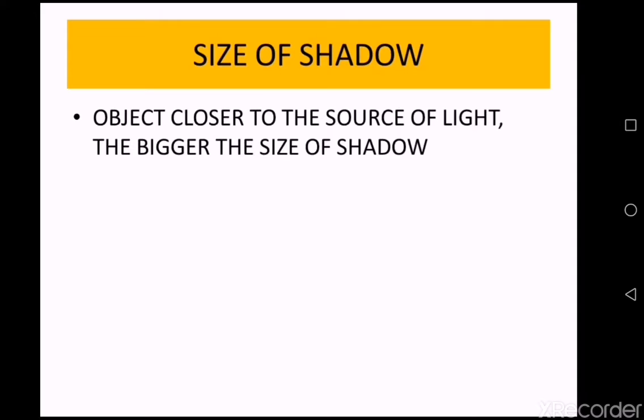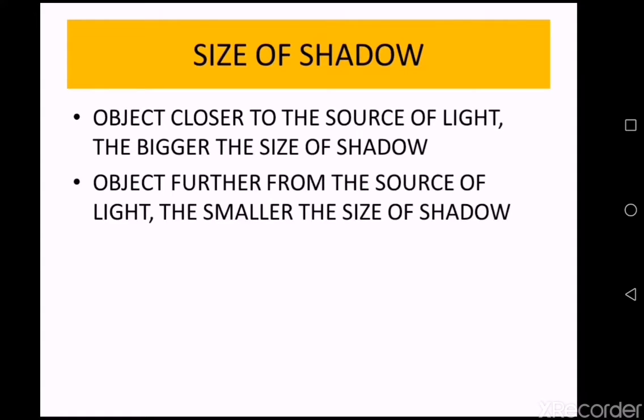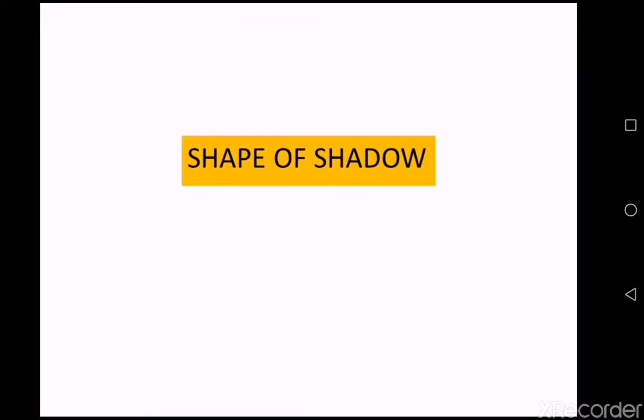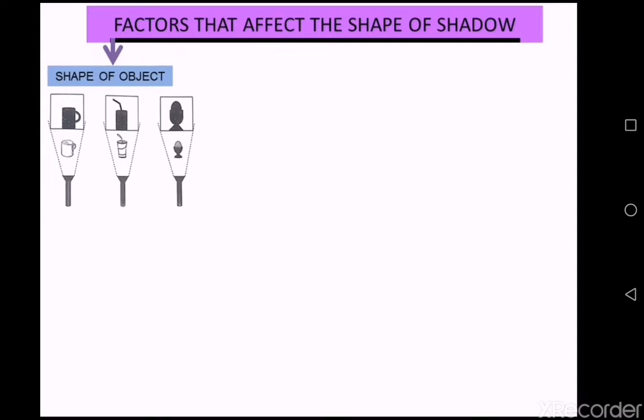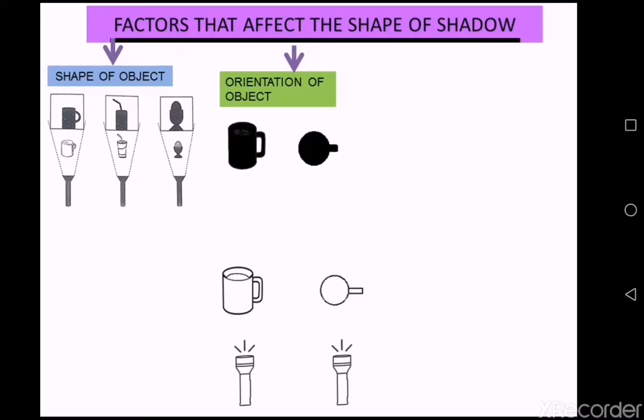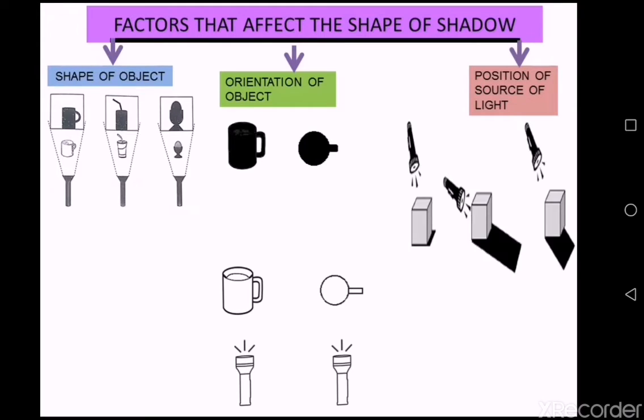So you have to remember, if the object is closer to the source of light, the bigger the size of shadow. And if the object is further from the source of light, the smaller the size of shadow. Now, we want to learn about the shape of shadow. The factors that affect the shape of shadow are the shape of object, the orientation of object, and the position of source of light.